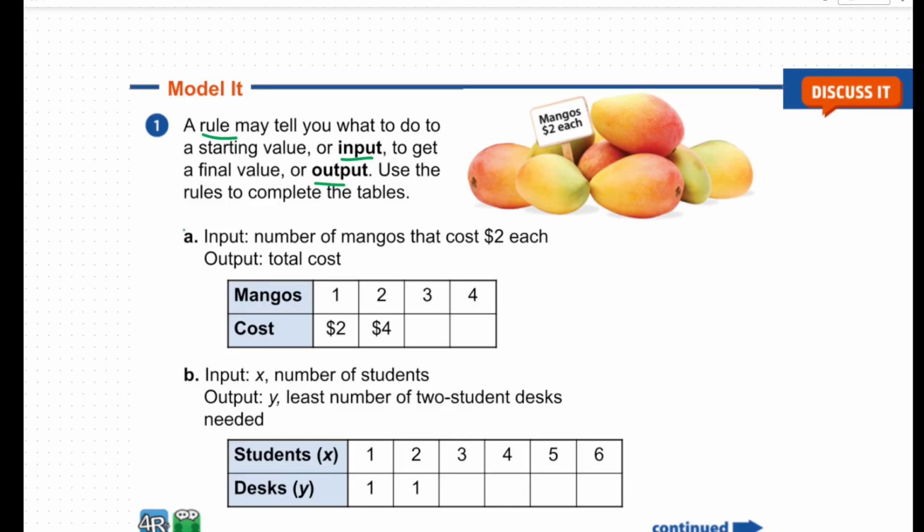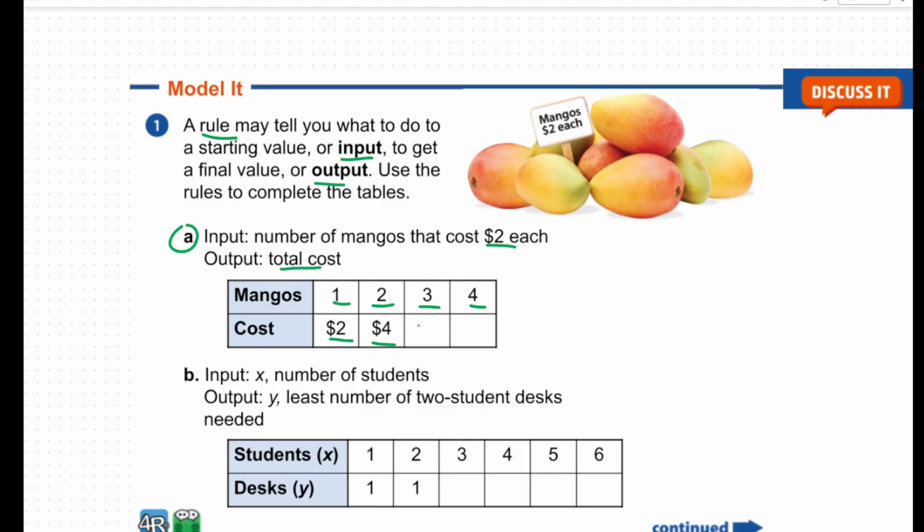So first example, 1a, says the input is the number of mangoes that we know cost $2 each. The output is the total cost, what you're going to pay at the cash register. So if every mango is $2 each, we put in one mango, we get an output of $2. We have two mangoes, we get an output of $4. So go ahead and fill in the next two boxes. What would the output for three and then four mangoes be?